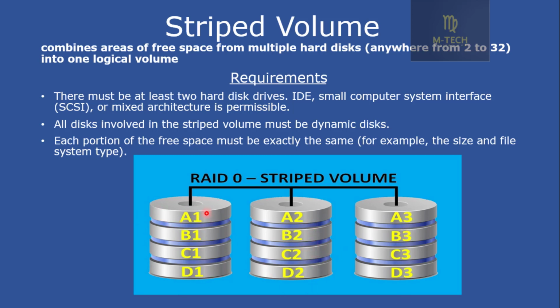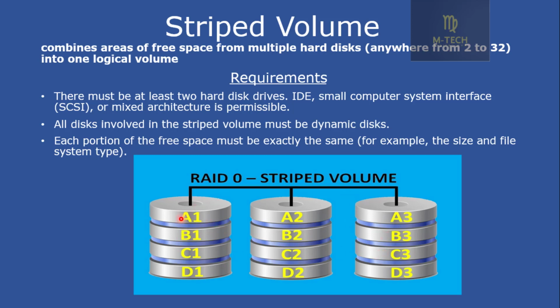Now if I take some free space from disk 1, free space from disk 2, and free space from disk 3, let's say 100 megabytes, 100 megabytes, 100 megabytes, I have a total size of 300 megabytes. Yes, I can create a volume. Now if I put any data into that volume, it's going to strip itself onto these disks.